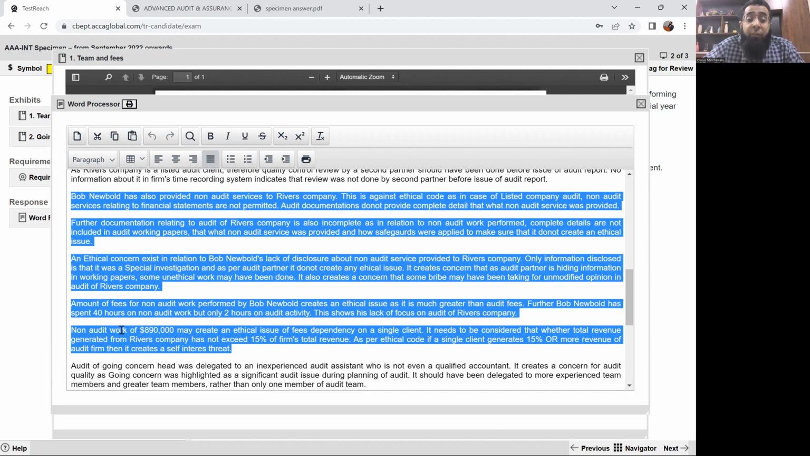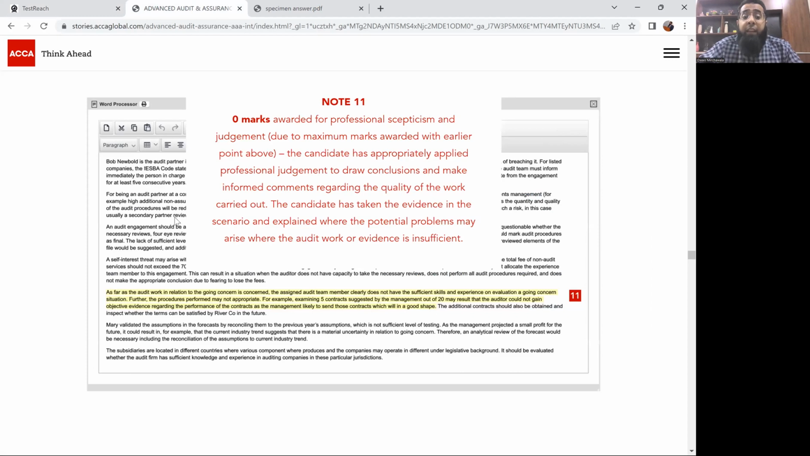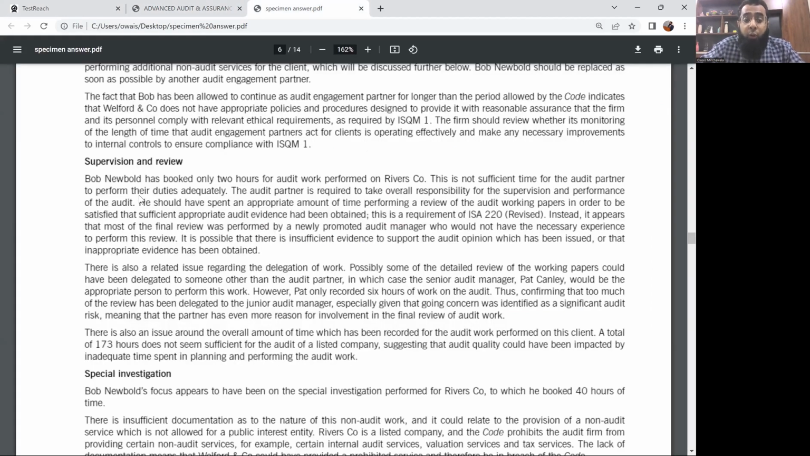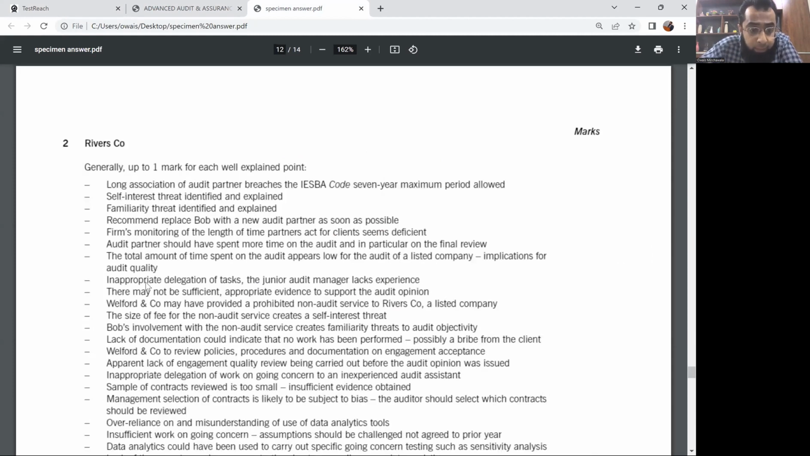And then lastly, he referred that this non-audit fees may create an issue of fees dependency, the self-interest threat. Now I'm saying again, we have already developed this answer in the previous class. So if anyone wants to revise the answer which we wrote, you have to go back and look at the previous class record. Now let's look at the marking scheme, whether all of the points which we wrote were included or not.